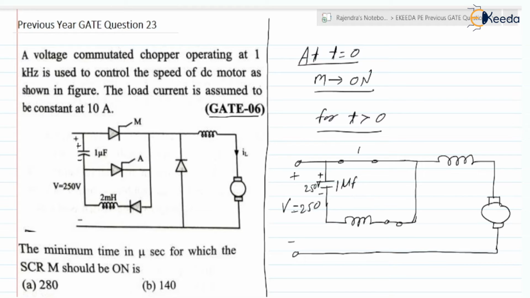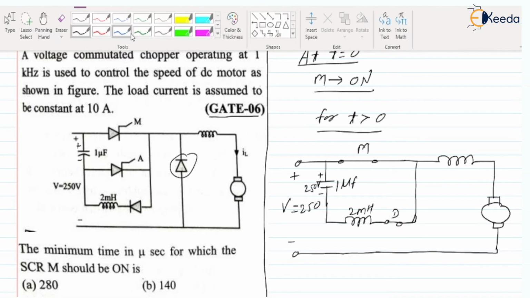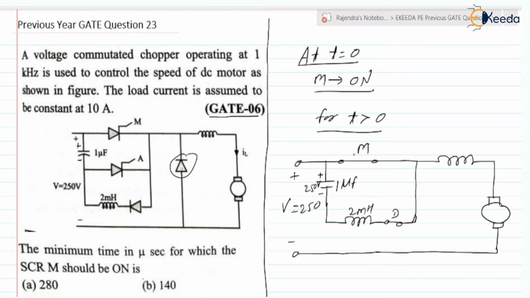This is the M thyristor, the main thyristor. This is 2 millihenry, and here it is a diode. This diode will be in the off state, so it is like an open circuit, due to the reverse voltage. So for t greater than 0, the current flowing through the main thyristor, let us consider it as Im.